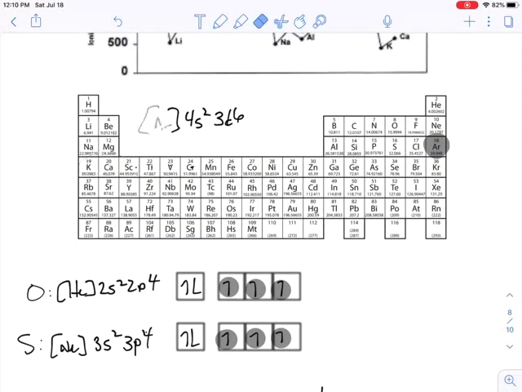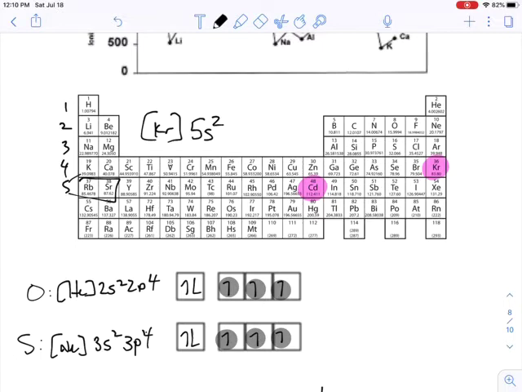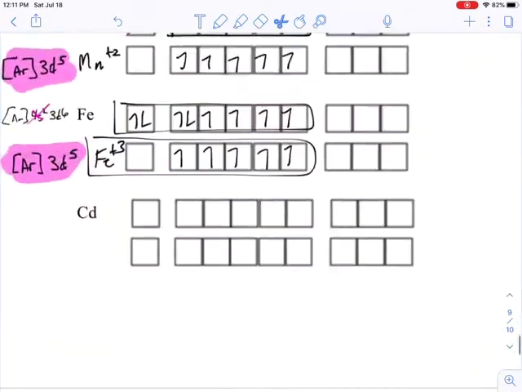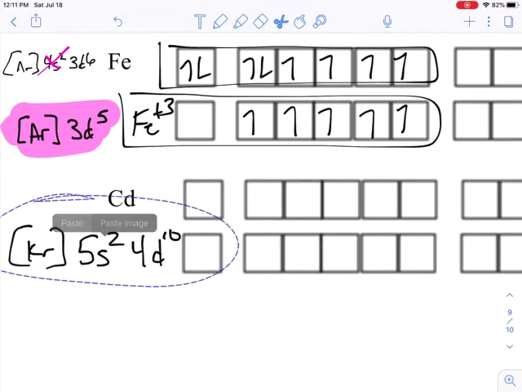One more example here, cadmium. What does cadmium look like? Let's see, here's cadmium. Erase all this, let's find cadmium. There he is, there's cadmium. So cadmium here is going to start at krypton and then work its way across. So cadmium looks like it's going to be krypton. And now we're going to be here, which is 1, 2, 3, 4, 5. So that's 5s2. And then apparently it's all the way over in the D subshell. So that's going to be 4d10. So cadmium is krypton, 5s2, 4d10.